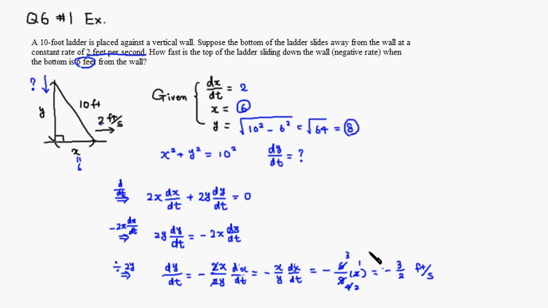So the negative sign indicates that it's sliding down. So 3/2 is the speed. So the top of the ladder is sliding down at the rate of 1.5 feet per second. All right, that's it. I hope that this was clear.